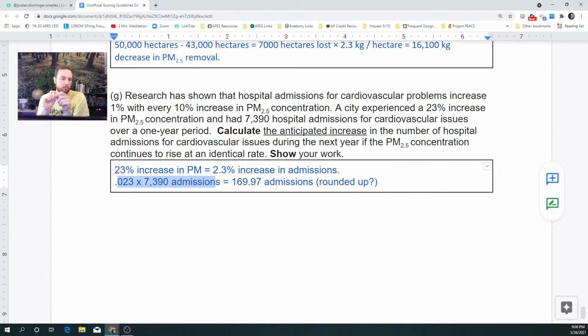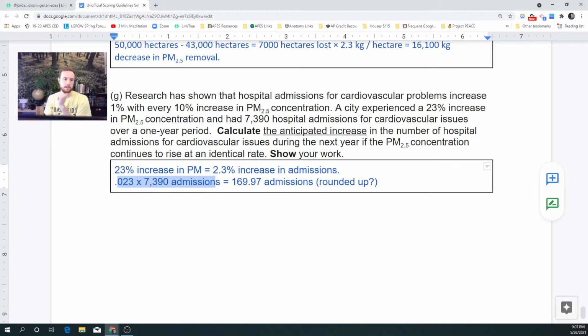No, so 23% is 0.23, but we had to divide the 23% by 10% because we had a 23% increase in PM, but each 10% increase equals a 1% increase in hospitalizations. So we divided the 23% increase in PM by the 10% increase in PM, to give us a 2.3 increase in admissions. But a 2.3% increase is 0.023.